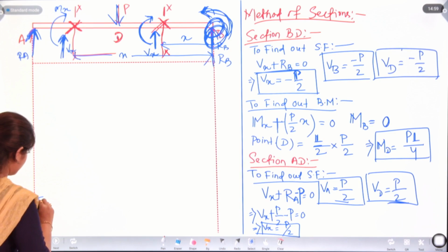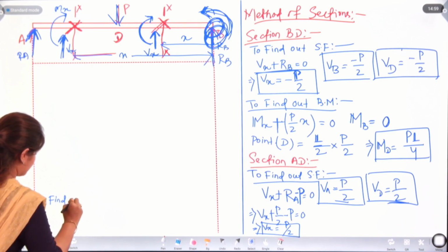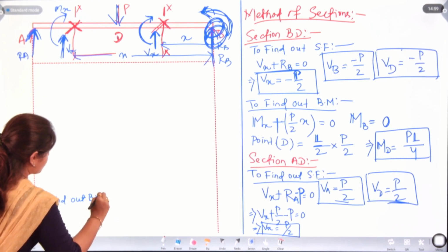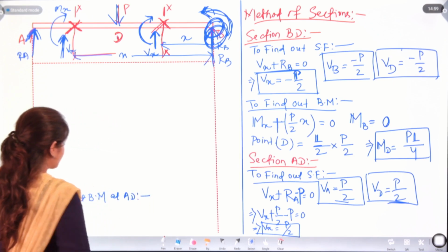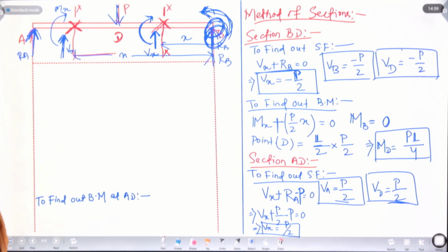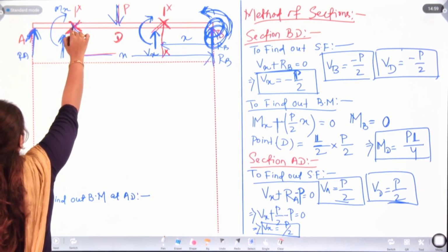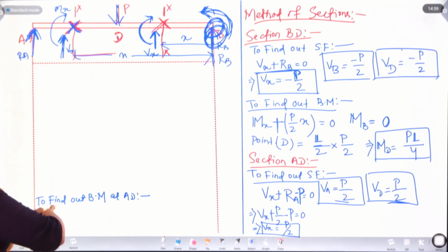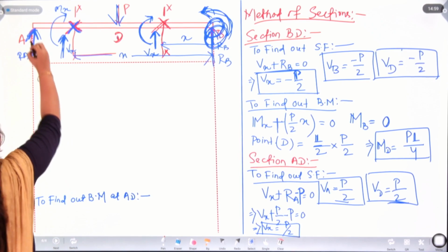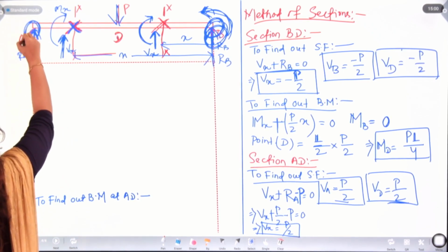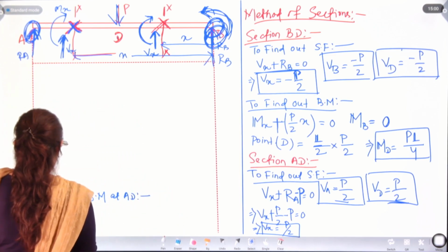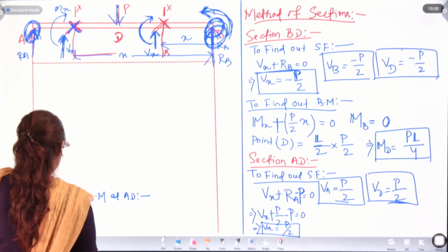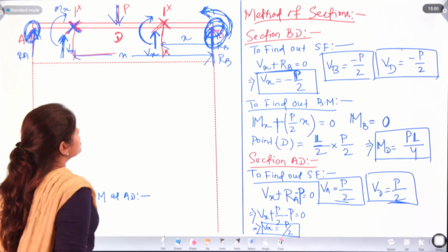Next, to find out the bending moment at section AD. At section AD we are having two forces, one is P and another one is Ra. So here you can see the moment at point A will be 0, as MA is equal to 0 because the distance is 0 here.